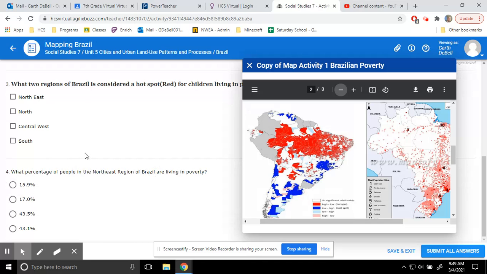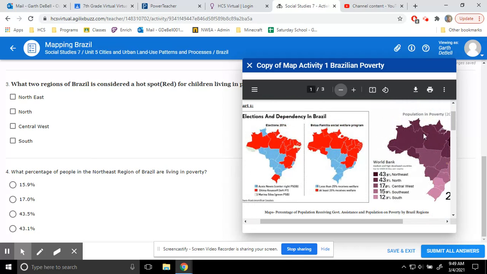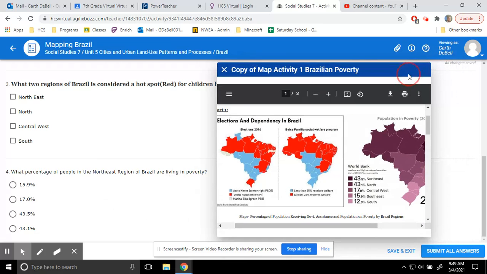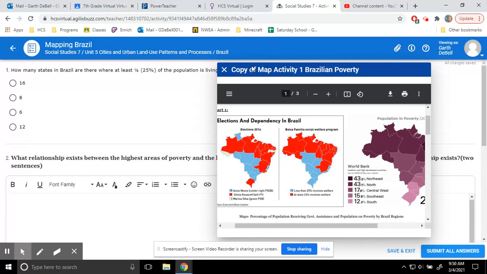What percentage of people in the northeast region of Brazil are living in poverty? So you're going to have to come up to this. That one is really easy. And that is it. This is a really short one. It's not difficult.